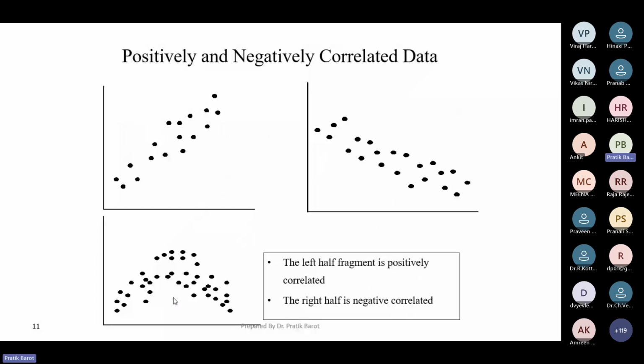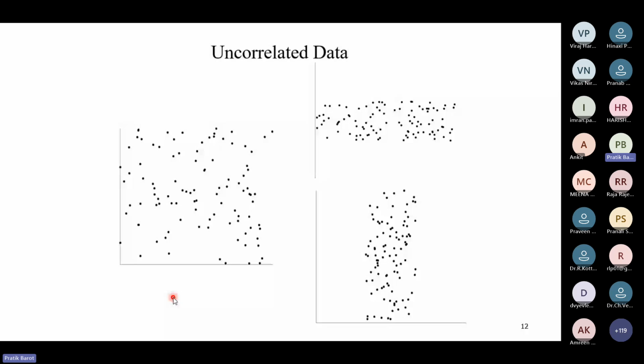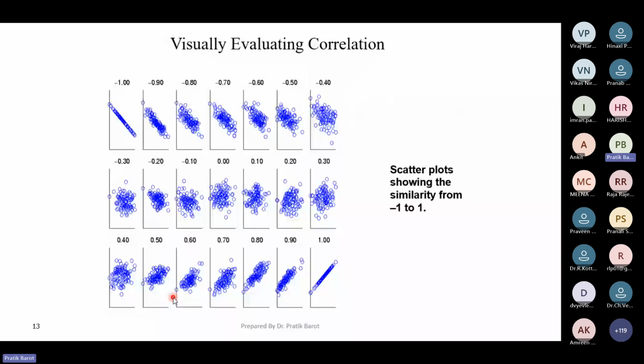Now, why is this important? Because if the two attributes are correlated, that means those two attributes have high impact on the final predictions of the model. So if two attributes are very strongly correlated, you need to remove one of them, because otherwise the machine learning model may be biased towards those two attributes.